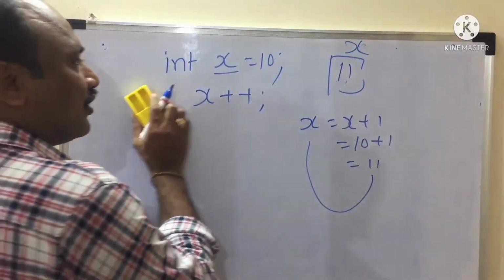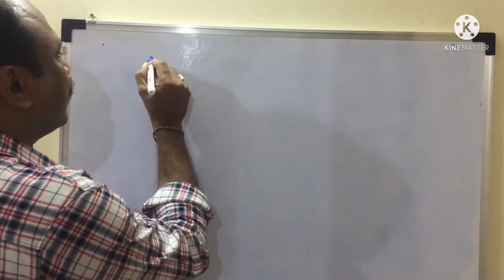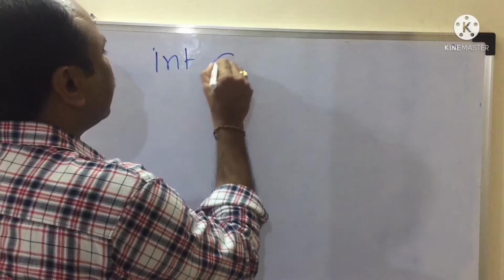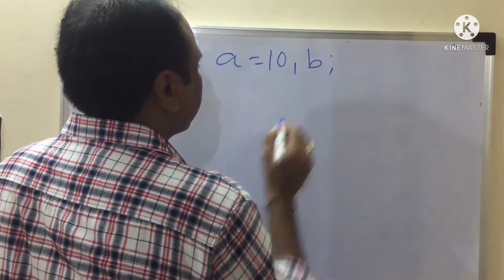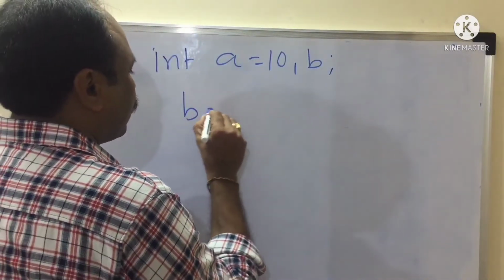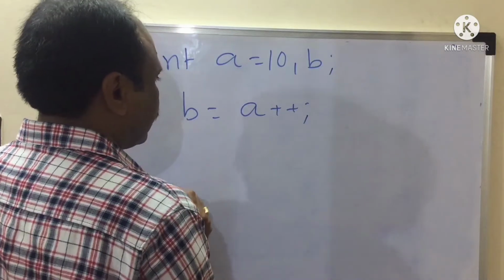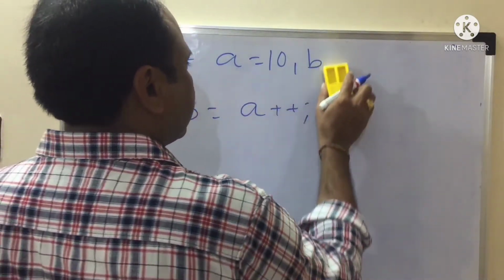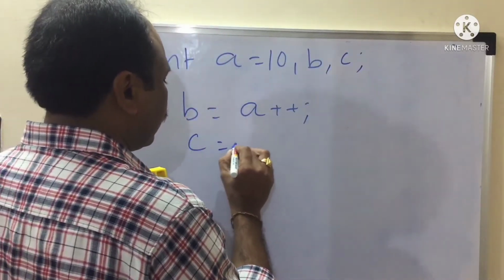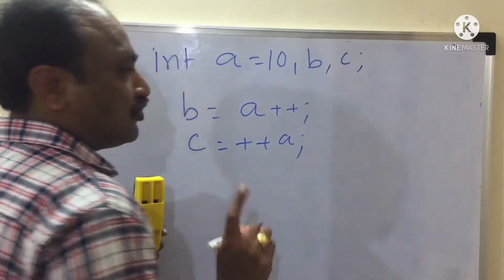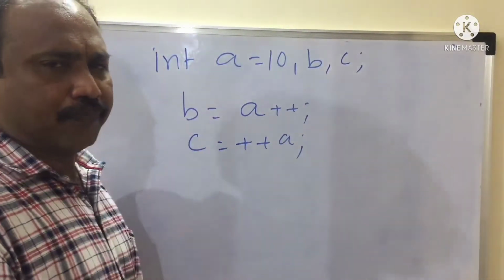Please have a look here. I am taking int a equal to 10, comma b. B equal to a plus plus. Comma c, I am taking a third one also. C equal to plus plus a. This is one of the very important interview questions. What is the a value, b value, c value?